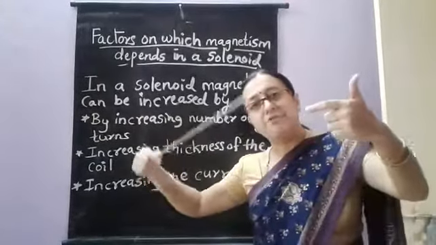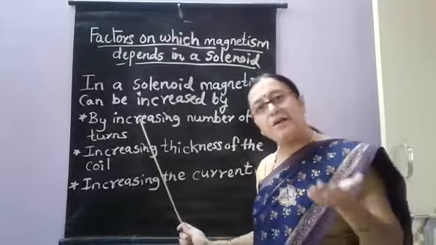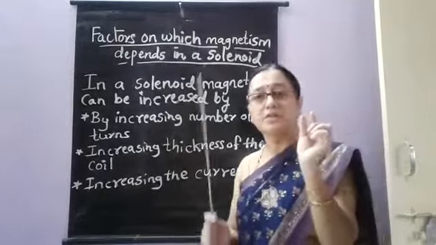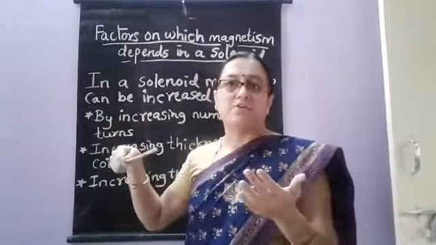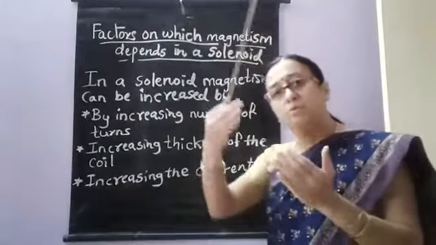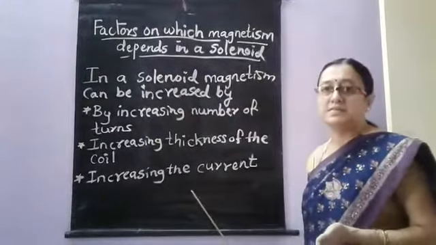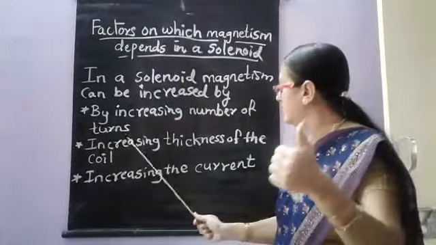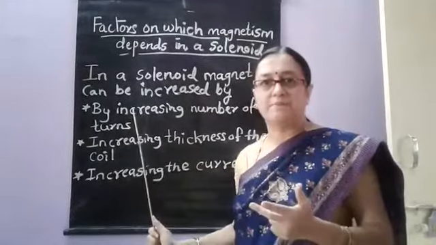So as in the solenoid, if we go on increasing the number of turns, the magnetic field also increases. Increase in the thickness of the coil: if we use a thicker coil in a solenoid, even then the magnetic field around the solenoid increases. And it increases with the current. As we pass more current, more amperes of current through the coil, the magnetic field also increases. So in a solenoid, the magnetic field increases with increase in the number of turns, increase in the thickness of the coil, and increase in the current passing through the solenoid.